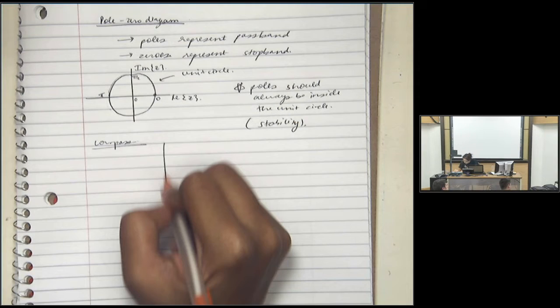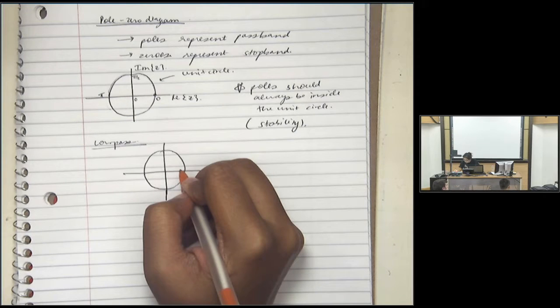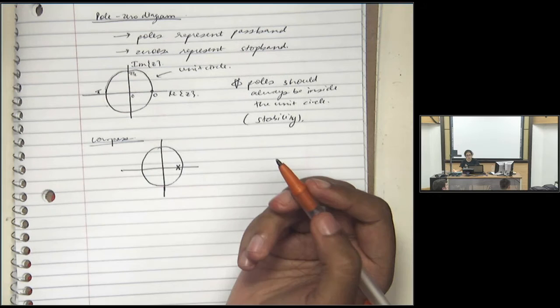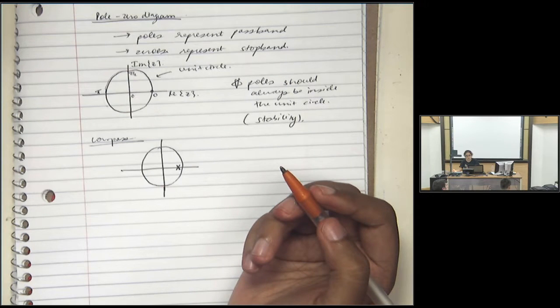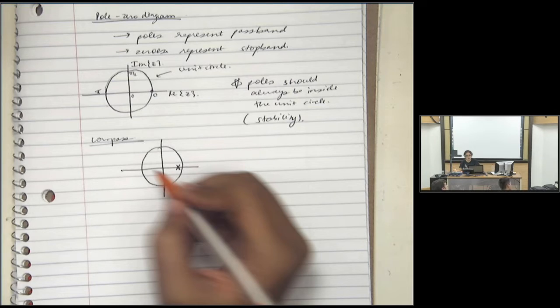So, if I have a low pass, I should have a pole close to my zero frequency, right? Because I want to pass zero, low frequencies. Okay? Any questions?